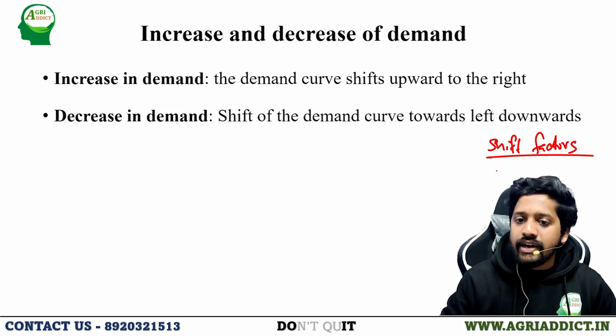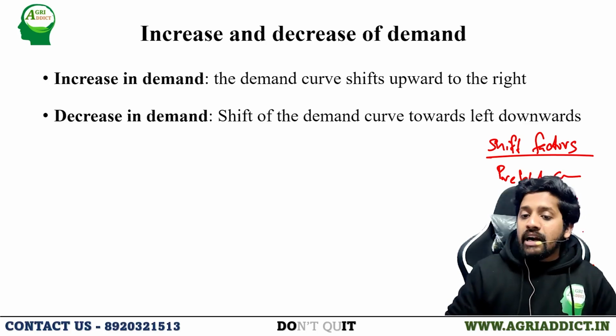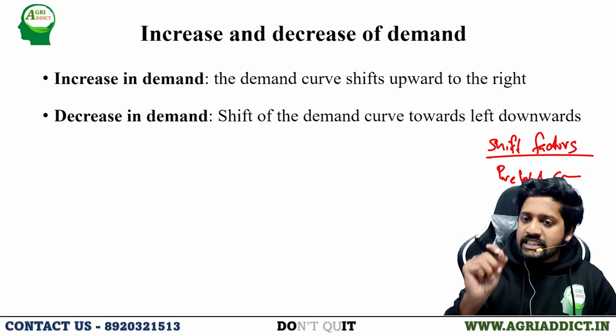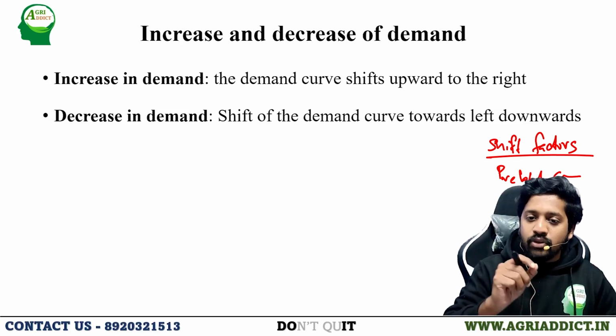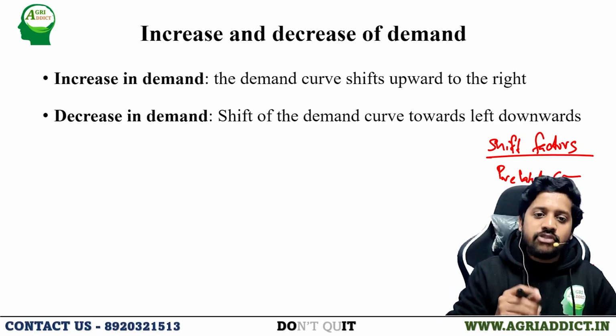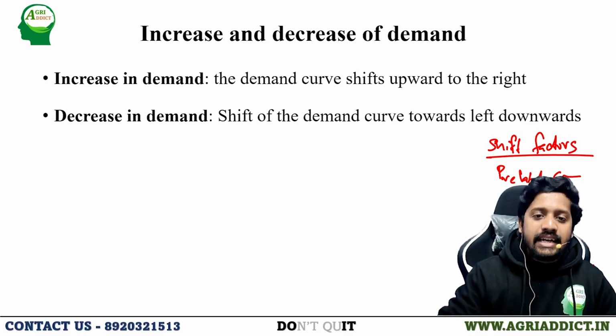Which can be considered as shift factors? Price of the related commodity, then income level of the consumer, as we have seen in the demand function. Income level, taste, preferences, composition of the population. Apart from the price of the commodity, whichever factor changes, the quantity demanded will not move along the same demand curve. Instead, the demand curve will shift either upwards or downwards, and shifting of the demand curve results in the increase and decrease of the demand.